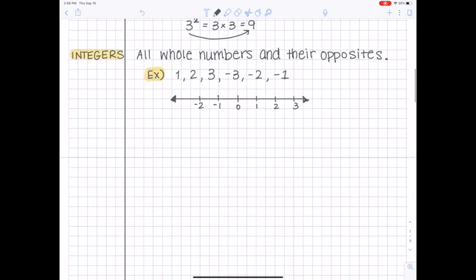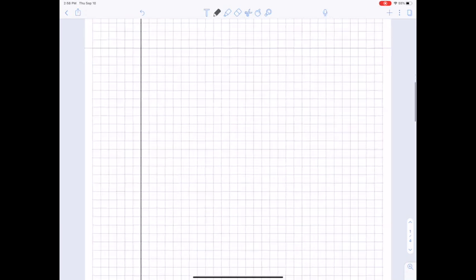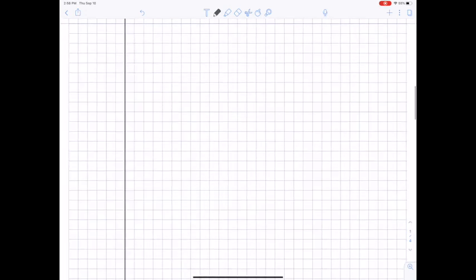If you notice, I'm running out of space on my first page, so on the second page, I just added a line so I can keep writing. Okay, I added my left column line.